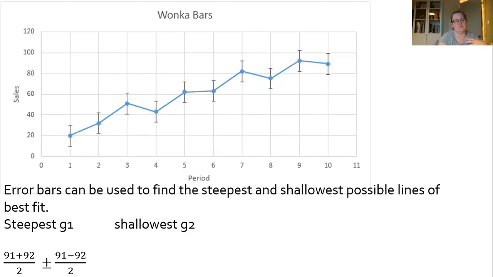So we can do our G1, so our steepest and our shallowest added together, divided by 2, plus or minus them taken away from each other divided by 2. So we can find these possible lines of best fit again. That's quite an interesting thing that we'll come back to for looking at them. So we can do a lot with error bars. It's more than just showing the range of them. We can find these different gradients as well.